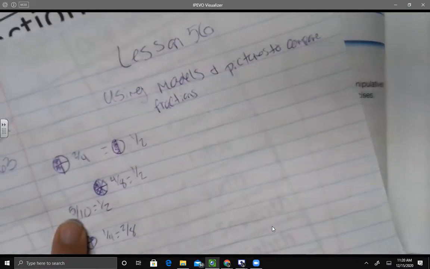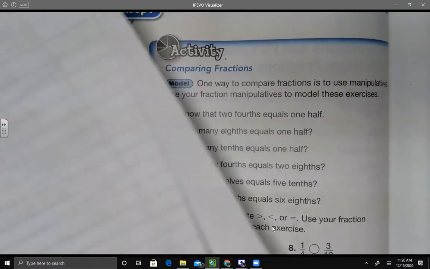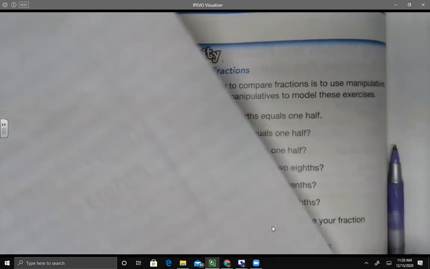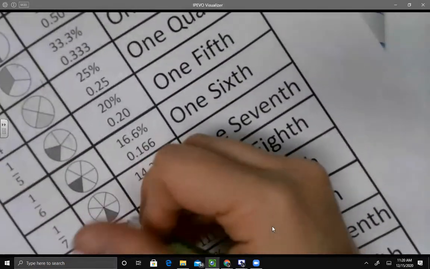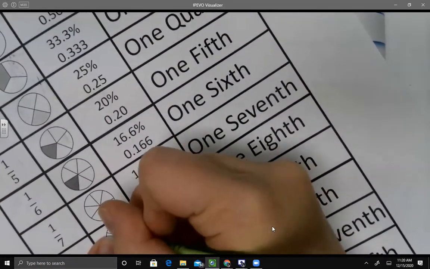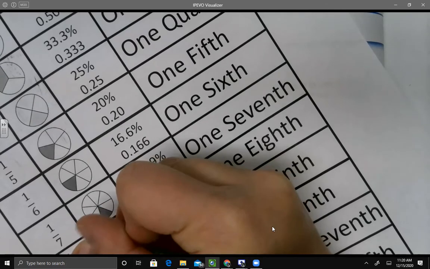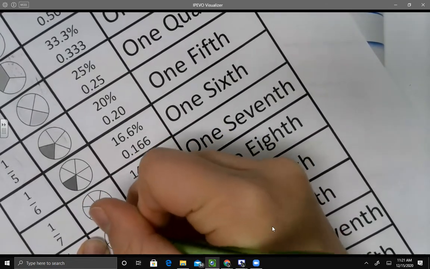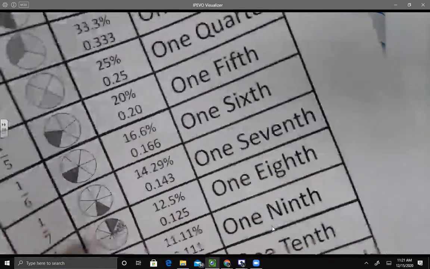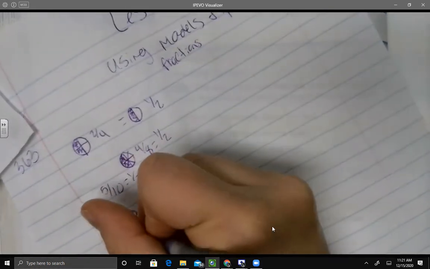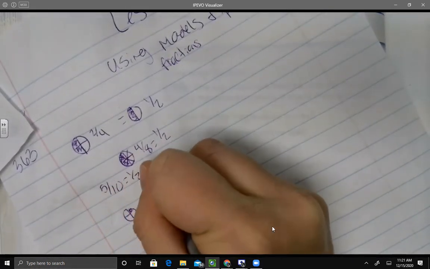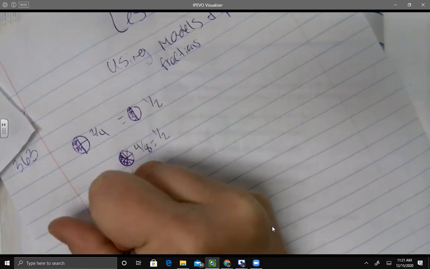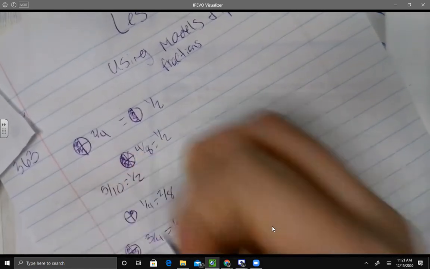How many halves equal 5/10? Well, we've already solved it. 5/10 equals 1/2. We've already done that one. How many fourths equals 6/8? All right, so we have 1, 2, 3, 4, 5, 6. So that would be 1/4, 2/4, and 3/4. So 3/4 equals 6/8. And I'll draw that in a picture.